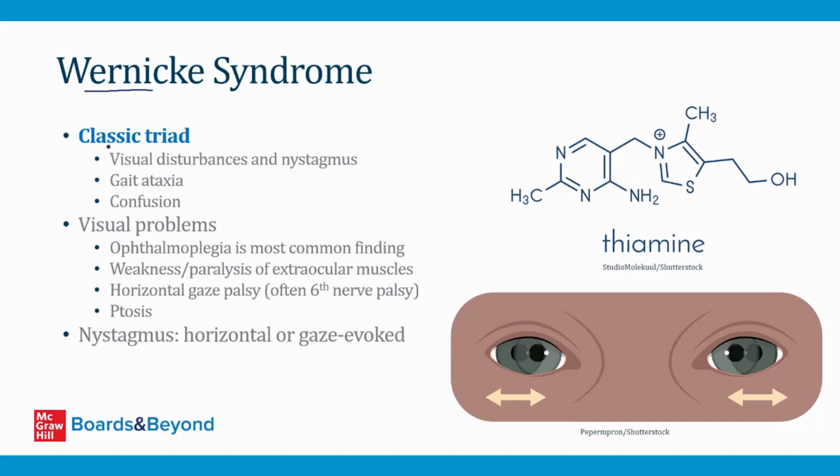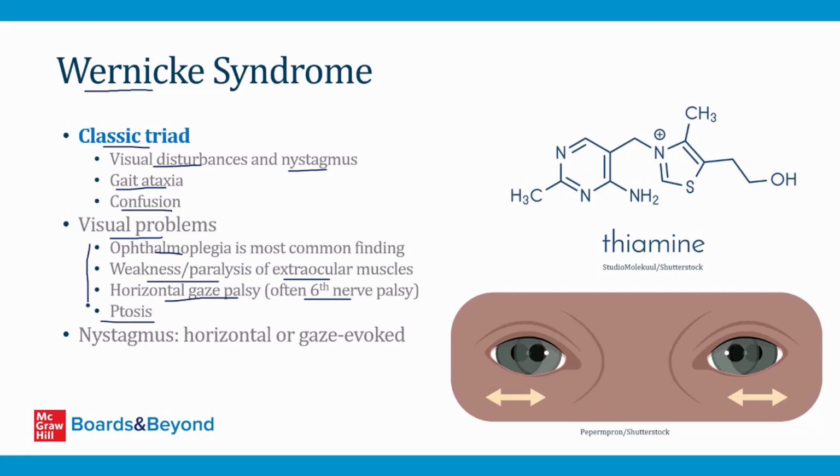So Wernicke syndrome is a classic triad of clinical features. First element of the triad is visual disturbances and nystagmus. Second element is gait ataxia, and the third element is confusion. The visual problems are usually ophthalmoplegia, which means inability to move the eyes in one or multiple directions. This is caused by weakness and paralysis of the extraocular muscles. Especially, you can see a horizontal gaze palsy where the patient can't look to one side or the other. This is often from a sixth cranial nerve palsy. There can also be drooping of the eyelid or ptosis.